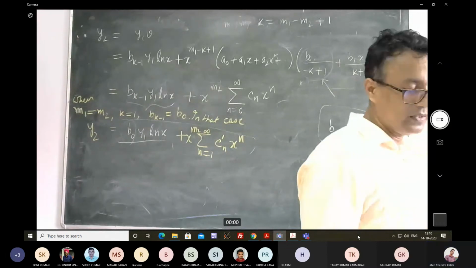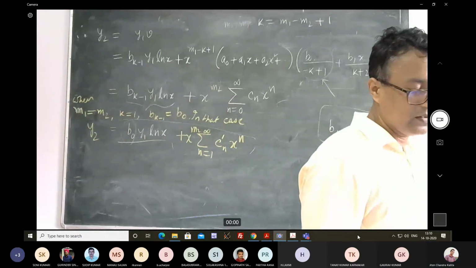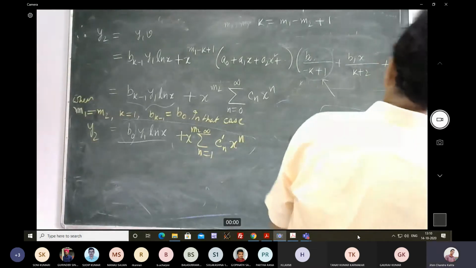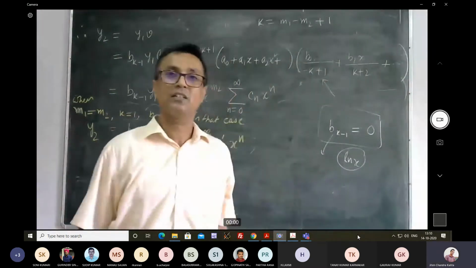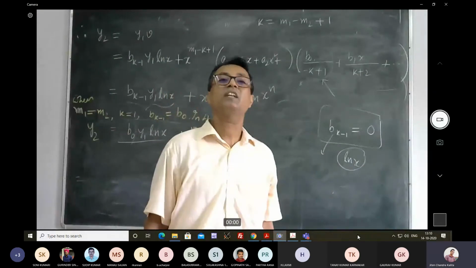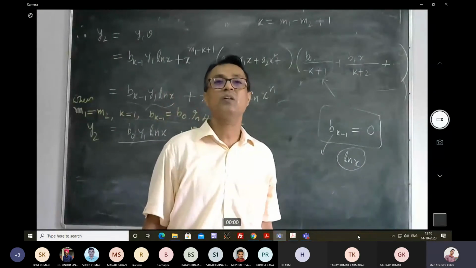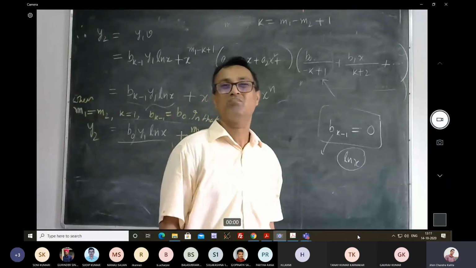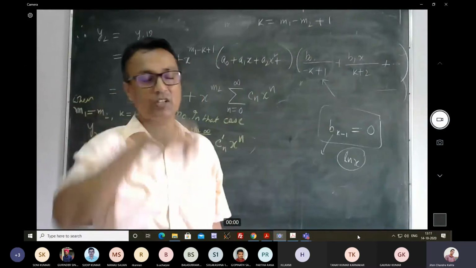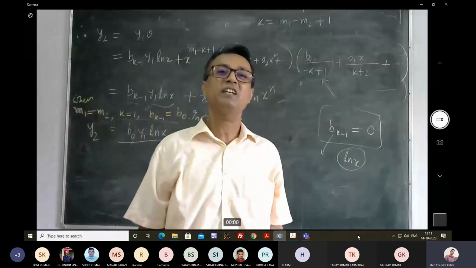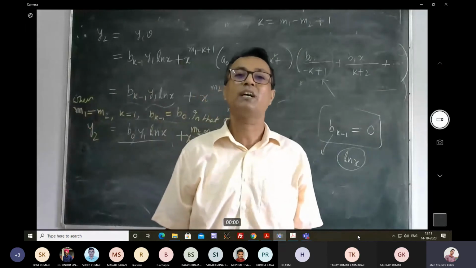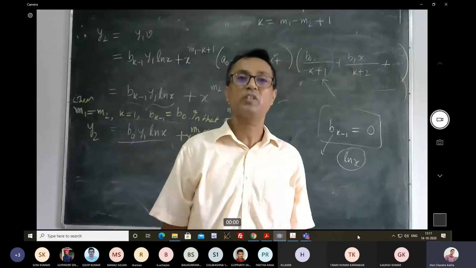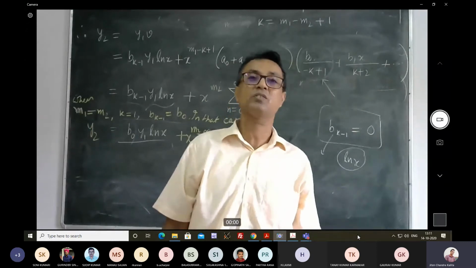Yeah. So where do we get the relation k equals m1 minus m2 plus 1? No, at the very beginning I assumed that k equals m1 minus m2 plus 1. So basically I assumed that for roots of the indicial equation, I am defining k as an integer, so that the difference between m1 and m2 is an integer. Okay, positive integer to be precise. Plus 1 is because of that.